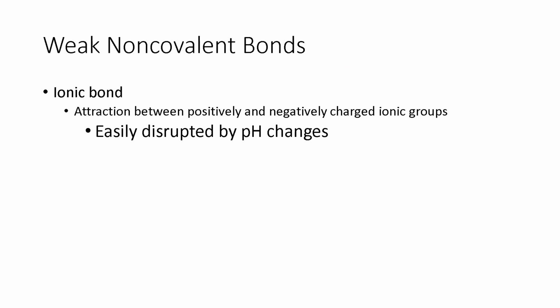Next are ionic bonds, or salt bridges, which occur between positively and negatively charged side chains. These interactions are pH-sensitive and can be easily disrupted under certain conditions. Despite this, they provide strong electrostatic stabilization where appropriate in protein structures.